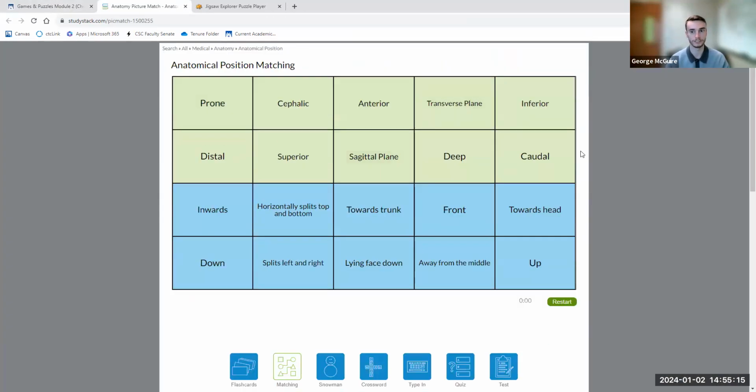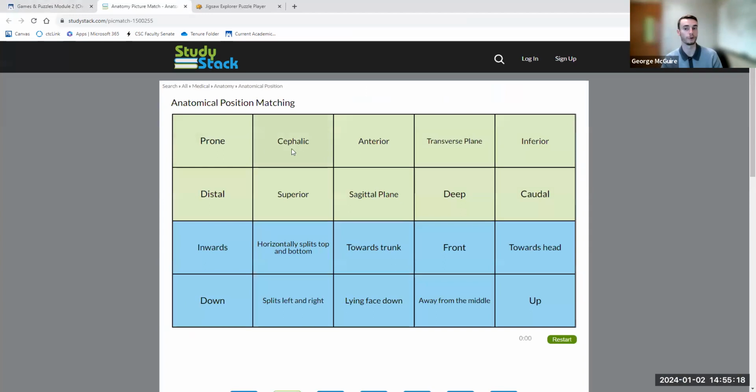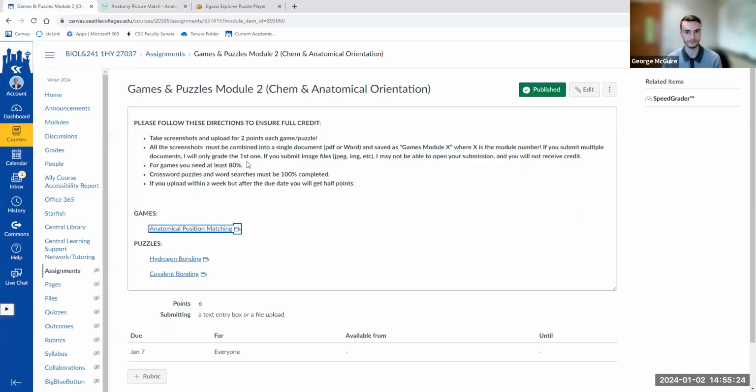So this one, you're going to want to know what these terms mean before starting it, because you're matching the term with the definition, but you just complete it. For games, you need at least an 80% completion to get credit for it. And then for puzzles and word searches, they must be 100% complete in order to get that credit. So do keep that in mind.